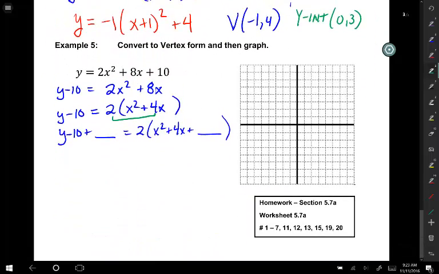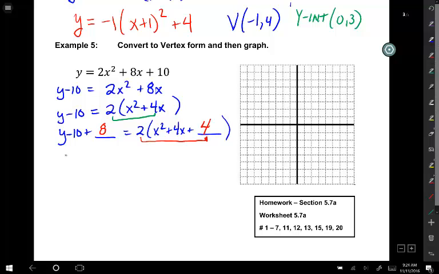All right, what's half of the 4x? 2x. And what's 2 squared? 4. So put a plus 4 in that blank. Am I really adding 4? No. No. Mike, what am I really adding? Yeah. I'm really adding 8. Because I'm really adding 2 times 4. That's what I'm really adding. So let's simplify now. Y minus 2.